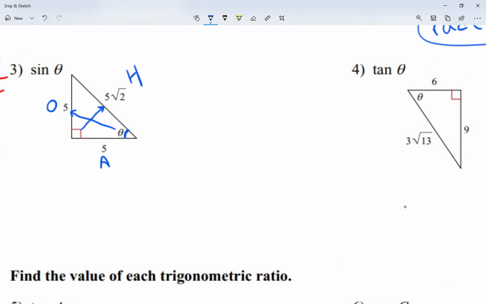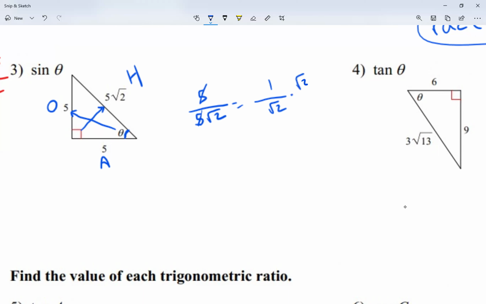Okay, sine of theta. According to our table, remember you should have the table in your notes, sine of theta is opposite over hypotenuse. So I'm just going to go 5 over 5 radical 2. Okay, cool thing, my 5's cancel out, so that makes it easy. I have a radical 2 at the bottom, nothing on top. I'm going to have a 1. It looks like a very, very similar question.